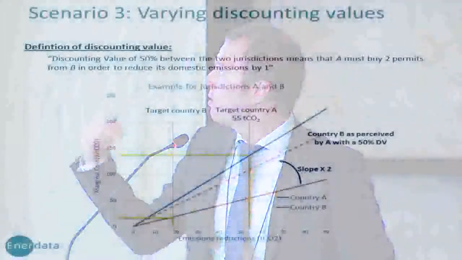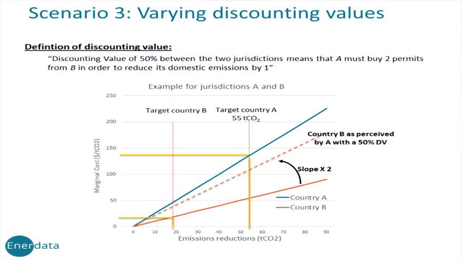So this marginal abatement curve, a theoretical one in orange, let's say it's China, perceived from South Korea in blue, it will be less interesting to import from China. So it means that the slope will be higher. And because we have a 50% discount value, it means that the slope will be twice higher than previously.